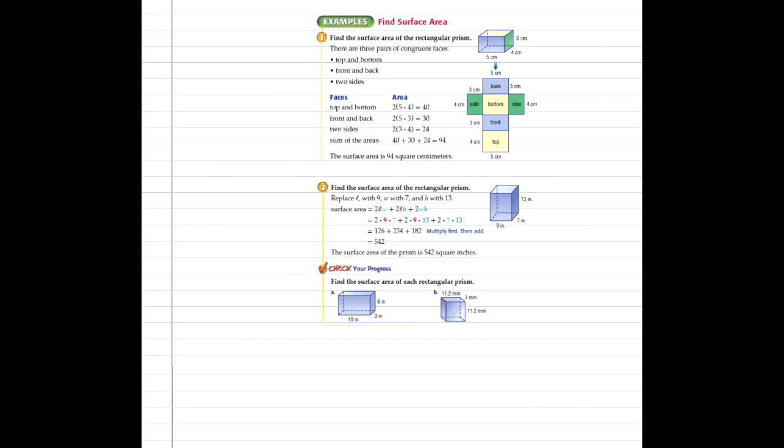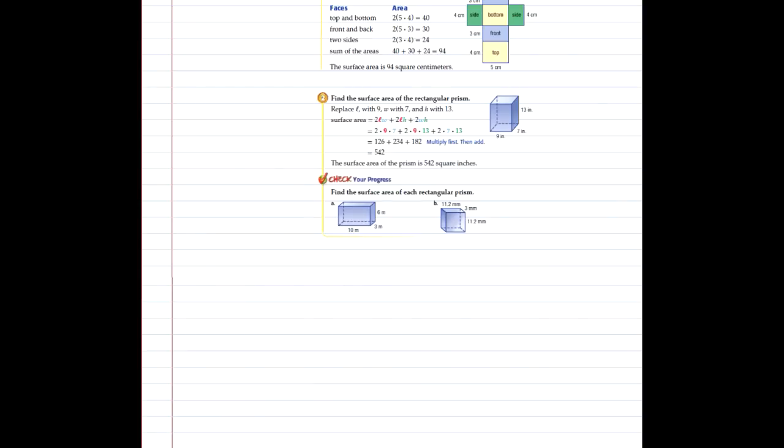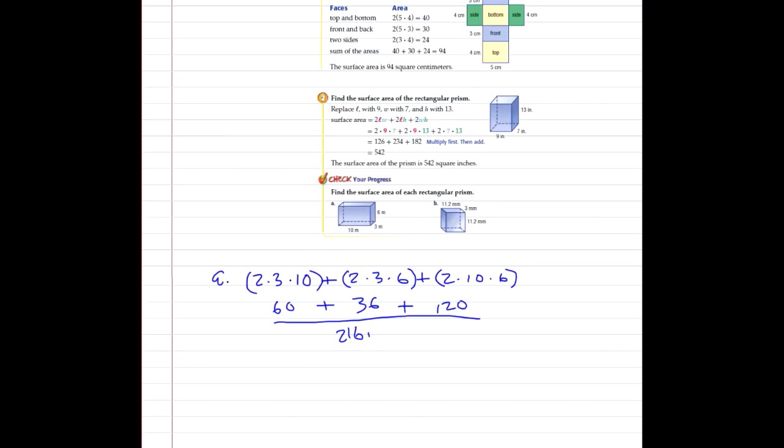So, in example A, it says find the surface area of the rectangular prism. In example A, I'm going to do 2 times 3 times 10 plus 2 times 3 times 6 plus 2 times 10 times 6. I'm just going to throw some parentheses in there to make this a little more clear, though I don't really need them. And what I've got is 60 plus 36 plus 120, or a surface area of 216 square meters. That's 2 times length times width, 2 times length times height, and 2 times width times height.